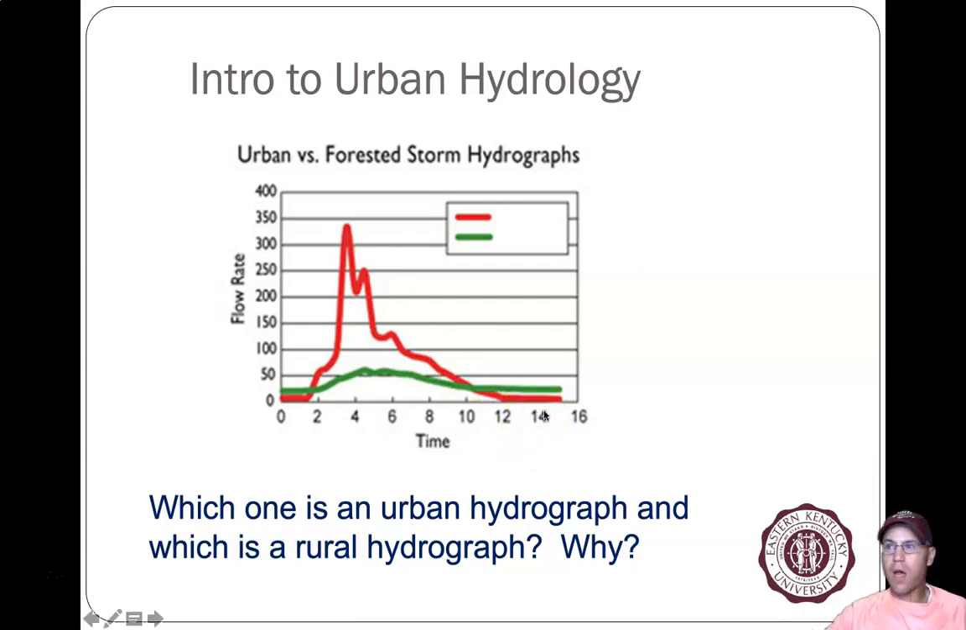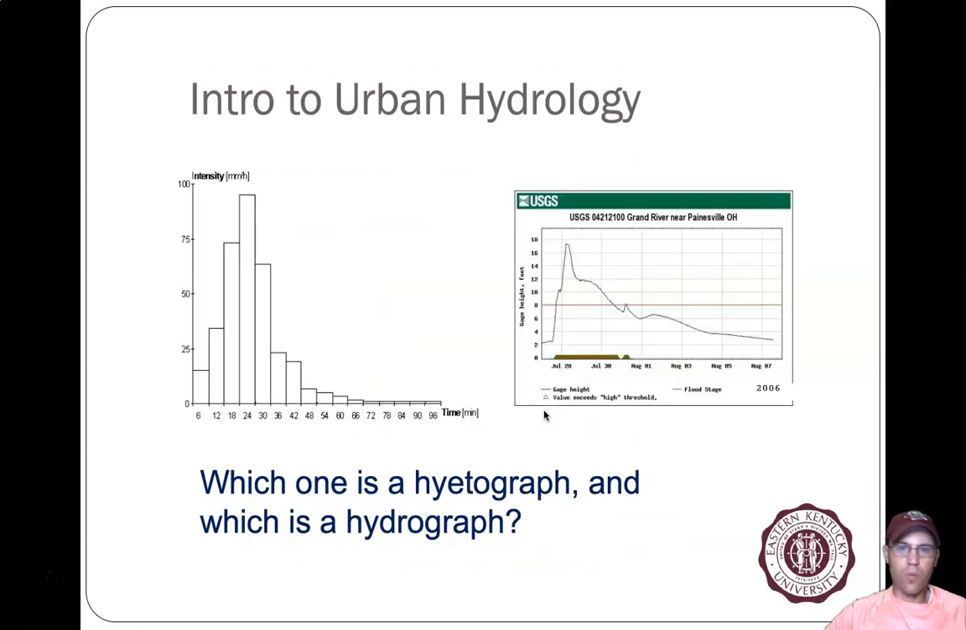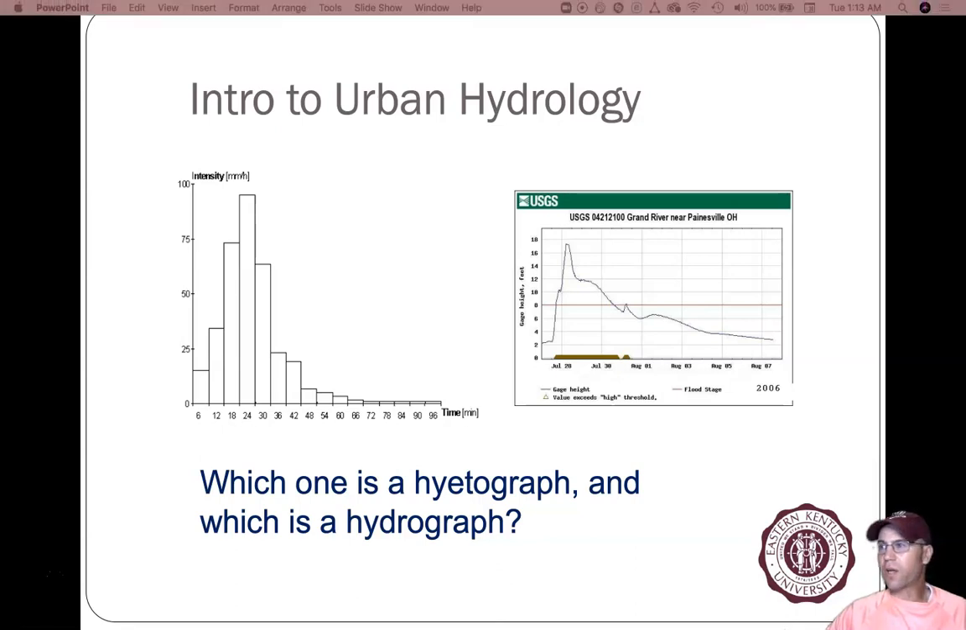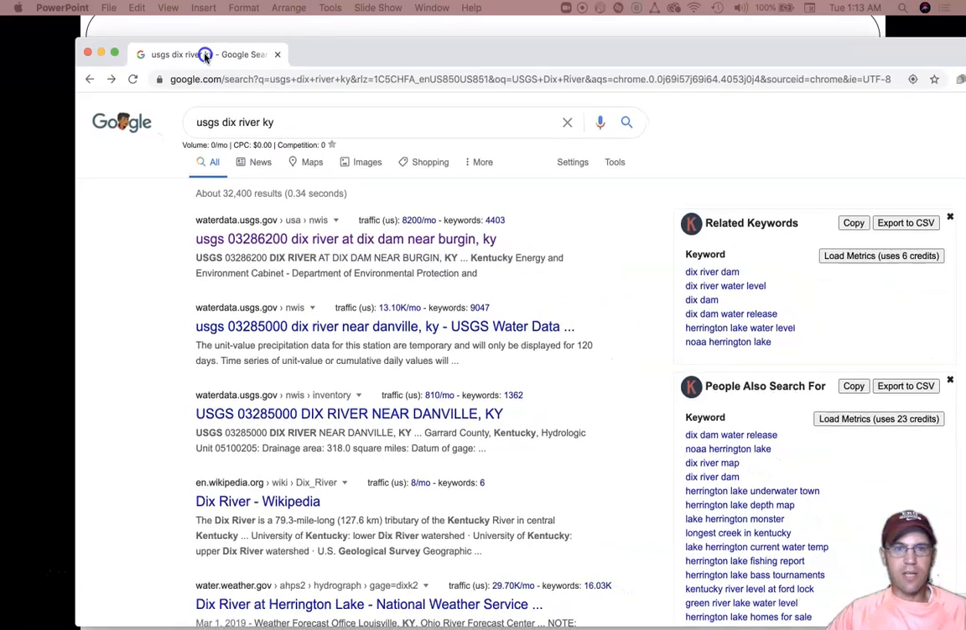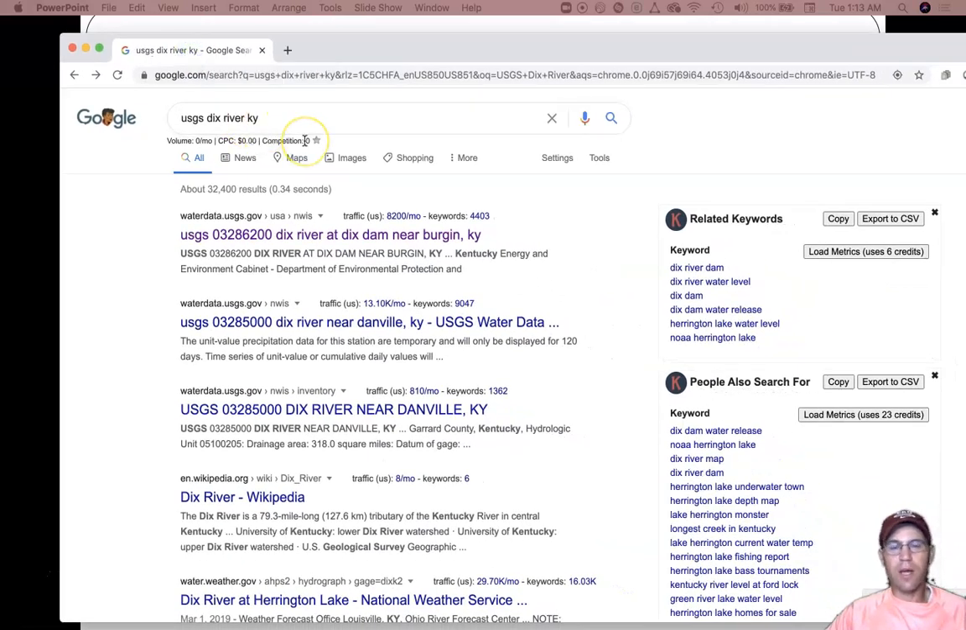With regards to monitoring stations, when we pulled up this, you can get USGS information on flow for a lot of waterways anywhere in the United States. You could start off by just doing a simple Google search and say, I want to know what the Dix River is doing coming out of Herrington Lake down near Danville.